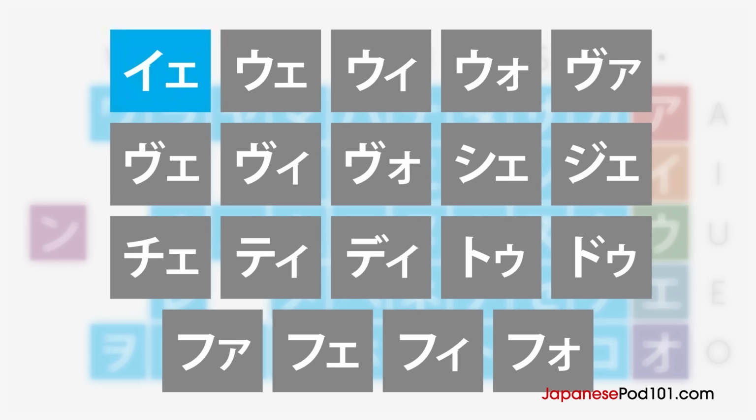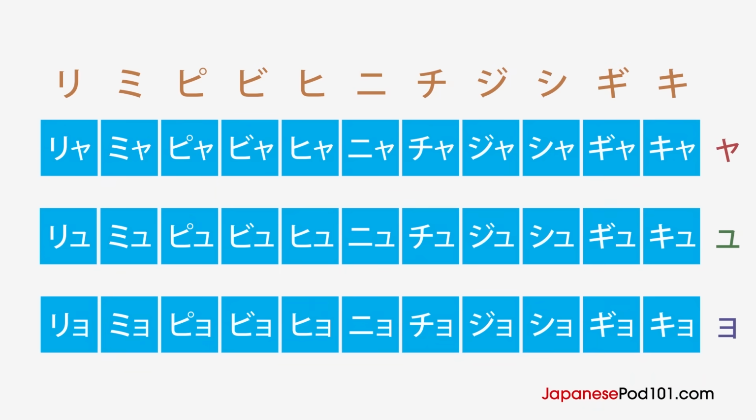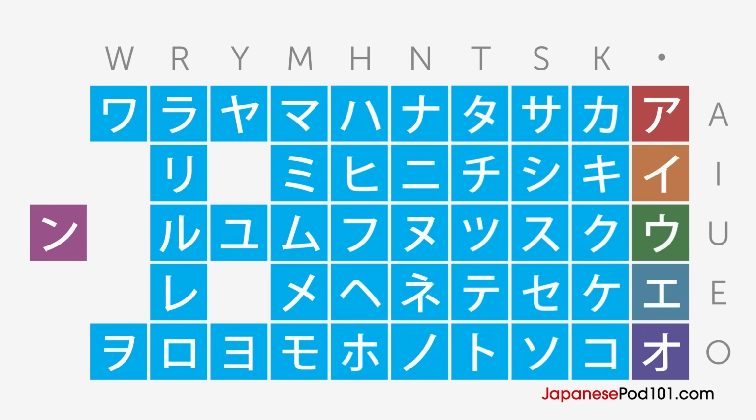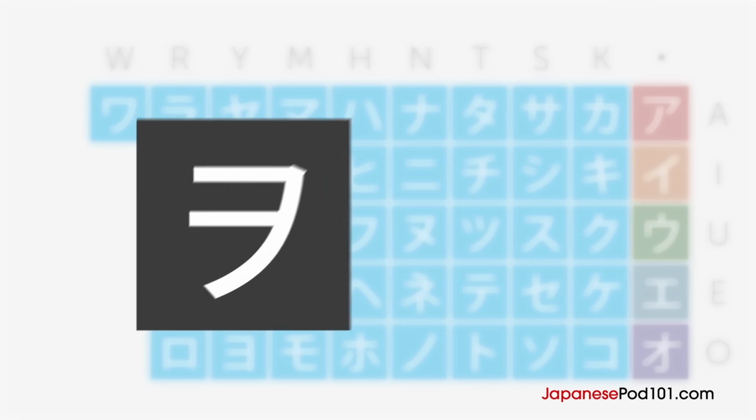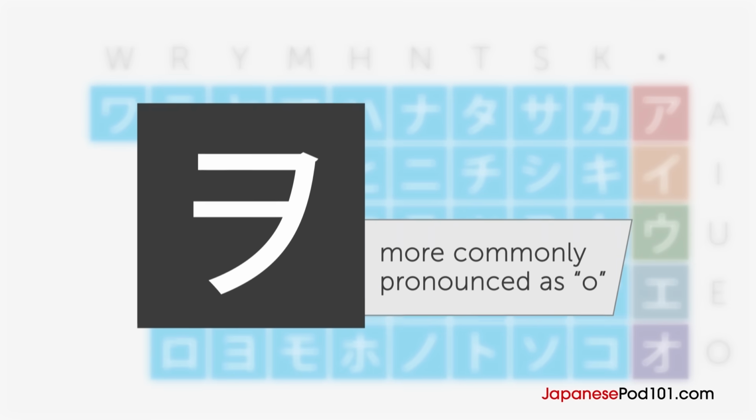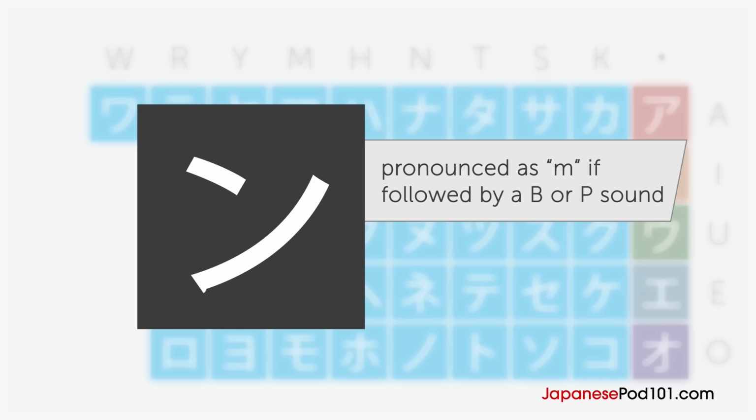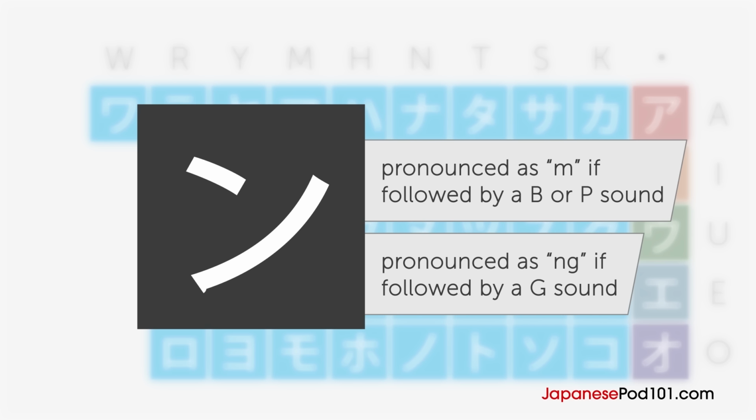These include ye, we, wi, wo, wa, we, vi, vo, she, je, che, ti, di, tu, du, fa, fe, fi, and fo. The rest are formed by adding a small ya, yu, or yo to a consonant plus e syllable, just like in hiragana. Pronunciation of katakana characters doesn't change except for the following with alternate pronunciations. Wo is actually more commonly pronounced as o, and n can sometimes be pronounced m or ng, depending on the syllable that comes after it.